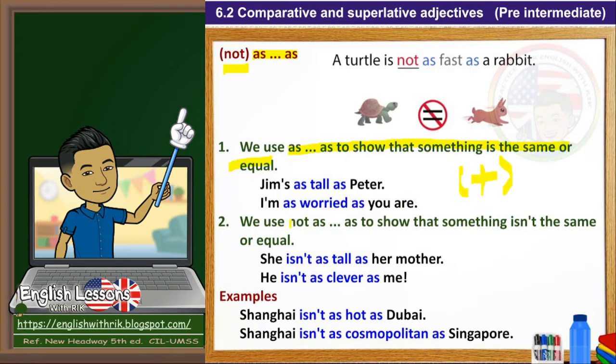We use not as to show that something isn't the same or equal. She isn't as tall as her mother. He isn't as clever as me. Here are some more examples. Shanghai isn't as hot as Dubai. Shanghai isn't as cosmopolitan as Singapore.